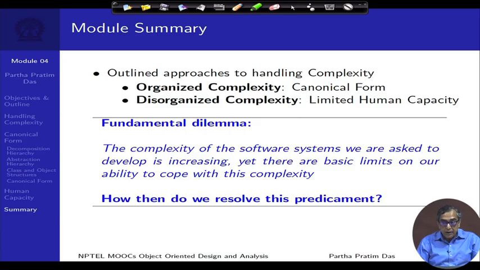So, in this context, in this background, we are now posed with a fundamental dilemma, that the complexity of the software system that we want to develop is constantly increasing, but our own limitations are fixed. Our capacity of being able to cope with that complexity is fixed. So, how do we resolve this predicament? And that is what we will try to outline, some of those aspects of how probably we can start handling this in a way so that we can handle it better, in the next module, module 5.